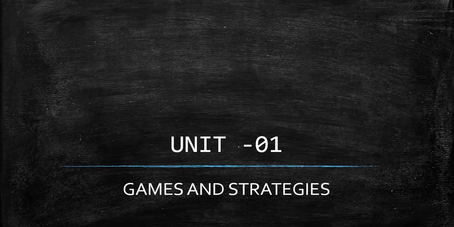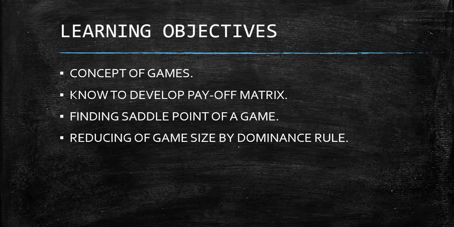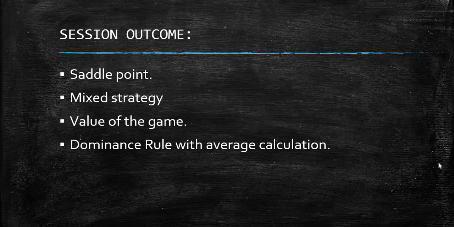This session is about the chapter Games and Strategies. These are the learning objectives, and we are in the last stage of this dominance rule. The session outcome is to find out the saddle point, to see whether we get the saddle point or not. Solve the problem on mixed strategy, finding the value of the game, dominance rule with average calculation.